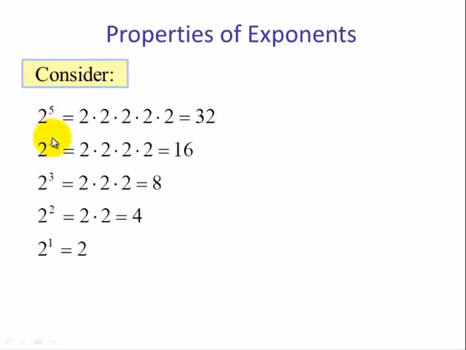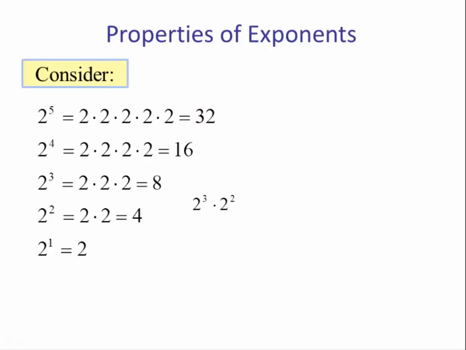Consider these powers of 2. 2 to the 1st power is 2. When we have a number and we don't see an exponent, it's understood to be a 1. 2 to the 2nd power means I take the base and I multiply it 2 times. 2 to the 3rd power is the base 2 multiplied by itself 3 times, which is 8. 2 to the 4th is 16. 2 to the 5th is 32. 2 to the 6th would be 32 times 2, which is 64.